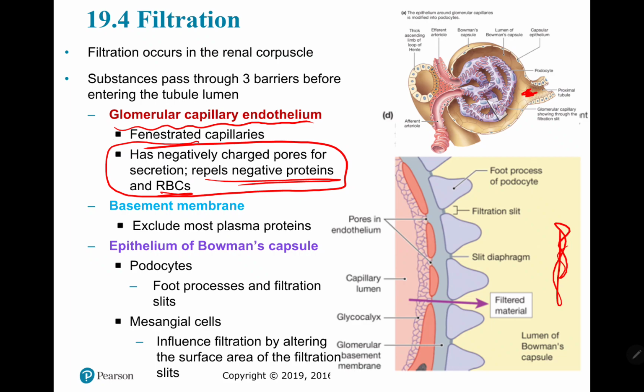So you have the fenestrated capillary as a barrier. You have the basement membrane as a barrier. That's going to, again, exclude most of those plasma proteins. And then you have the Bowman capsule, right? Those podocytes, right? And those mesangial cells. So those podocyte foot processes are going to be on there. That's going to be creating those filtration slits that we see. But again, you have the fenestrated capillaries, you have the basement membrane, and you have these podocytes, all acting as a barrier of substances that are going to pass from the blood into the lumen.